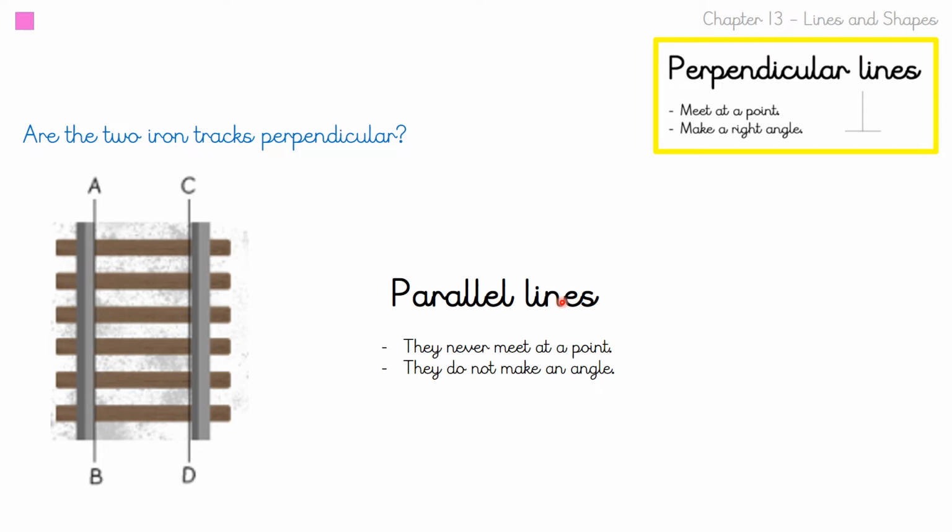You can use your hands. Can you use your hands and show me two parallel lines? So two lines that never meet at a point and they do not make an angle. Well done, that's great. Can you now show me two perpendicular lines? So two lines that meet at a point and make a right angle. Show me with your hands. Well done. So today we're going to be learning about parallel lines. Again, show me with your hands. So lines that never meet at a point and they do not make an angle.